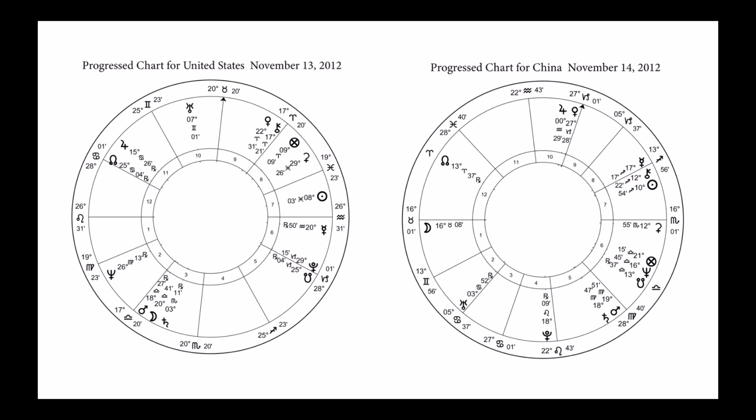Once you have selected the date for the progression, you just progress the chart for entity A to that date, then you progress the chart for entity B to that date, and then you use these two progressed charts as the basis for the composite chart. And you have your progressed composite chart.